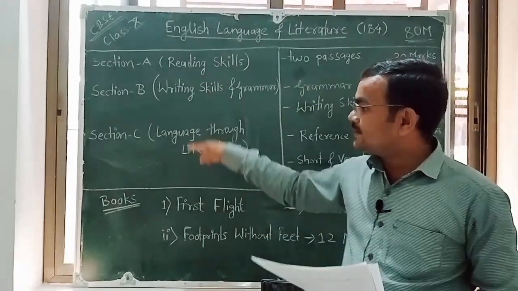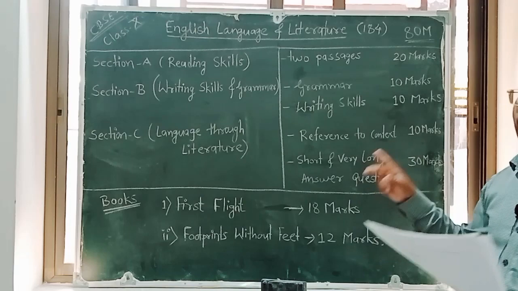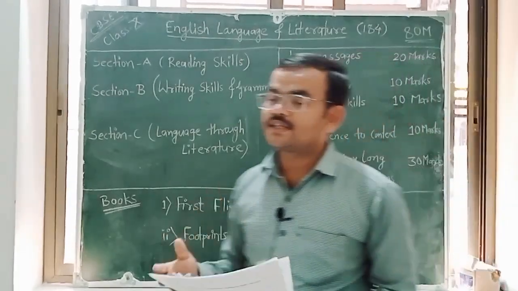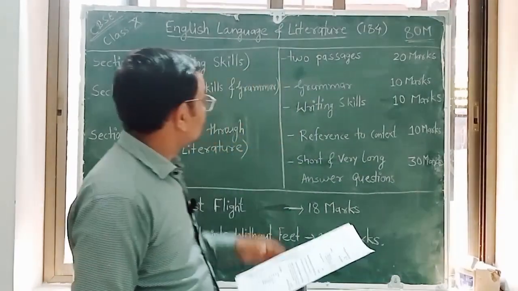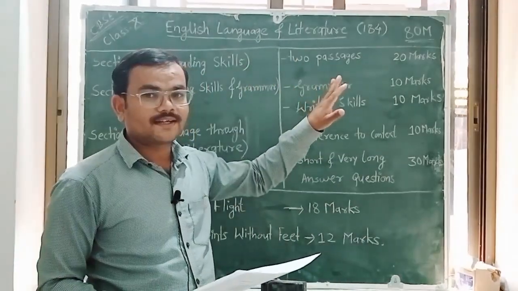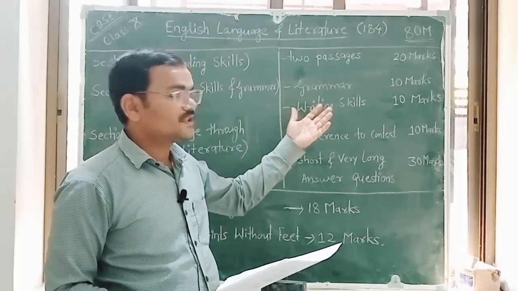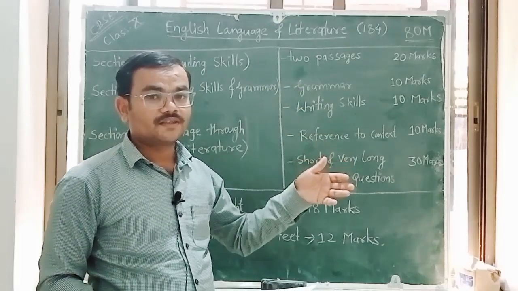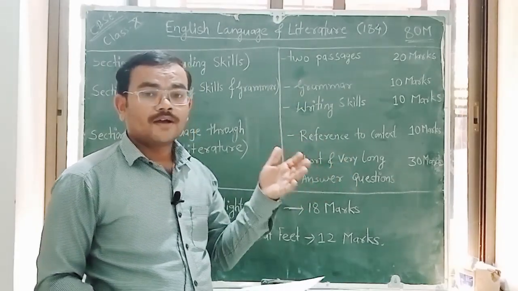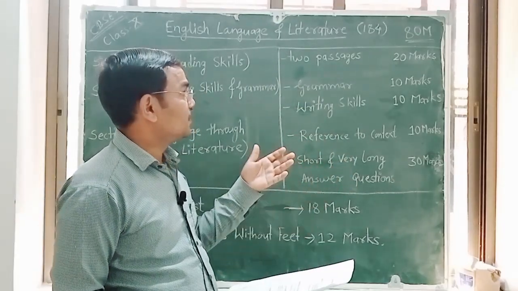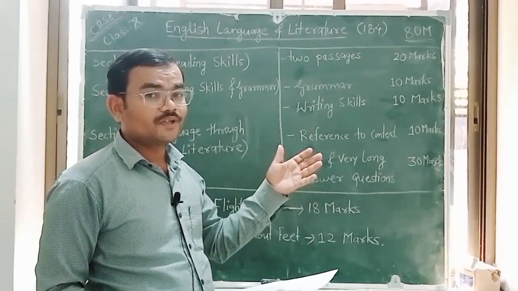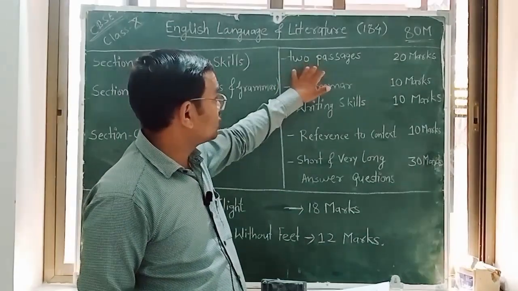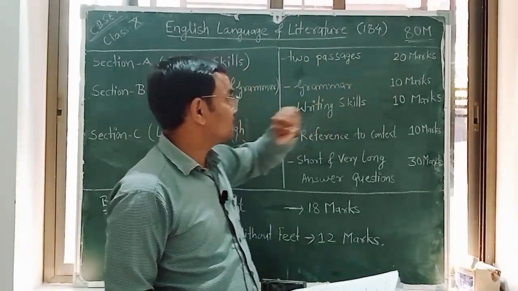ये जो तीन सेक्शन हैं, तीन सेक्शन मिलके पूरा 80 मार्क्स का आपका पेपर रहेगा. तो 80 मार्क्स के पेपर में आपका सेक्शन A जो है, that includes two passages, 10 marks के. The first passage will be a discursive passage, and then the second passage will have pie charts and diagrams. You need to infer and analyze these charts. So these two passages will be of 20 marks.